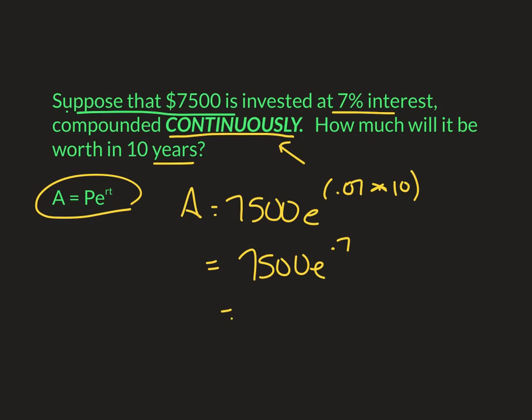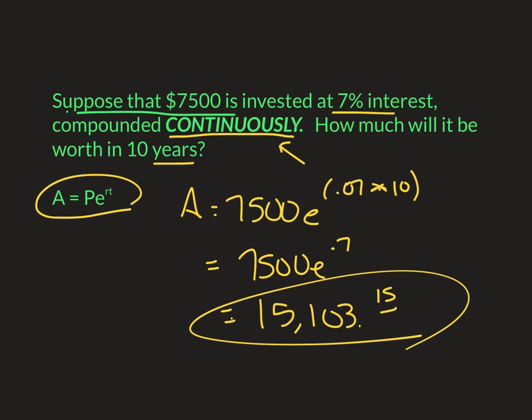All right, when I punch it in, be careful. Make sure, remember, your e button is right above your on button, 2 buttons up. I get $15,103.15. You might want to practice punching that in while you got the answer up there. Make sure you're good at punching it in the right way.